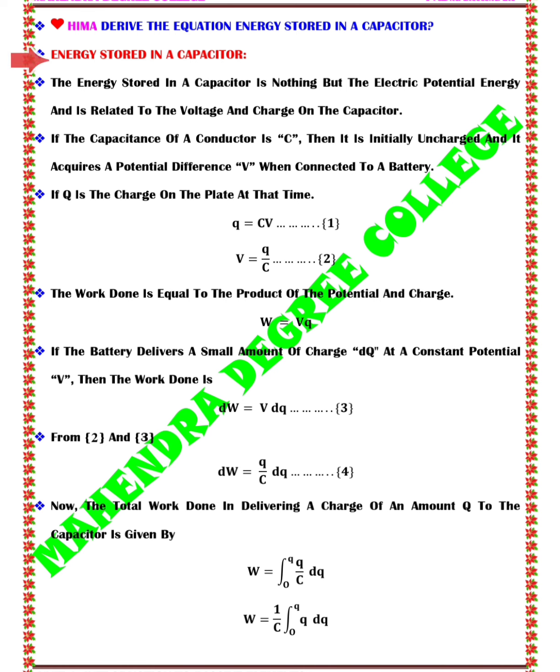The energy stored in a capacitor is nothing but the electric potential energy and is related to the voltage and charge on the capacitor. This energy is stored within the electric field created between the capacitor's plates when a voltage is applied.